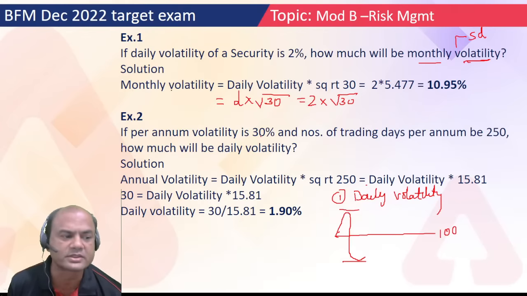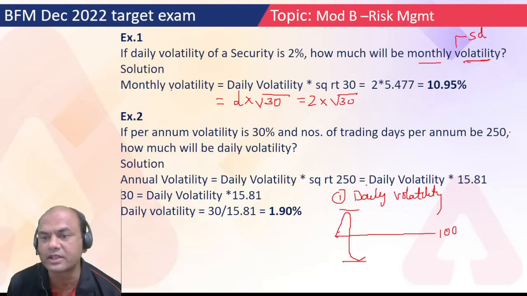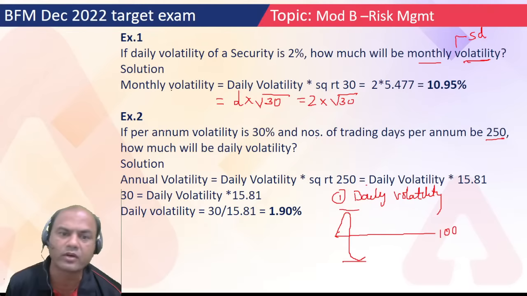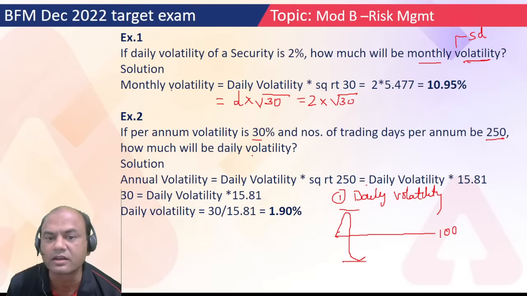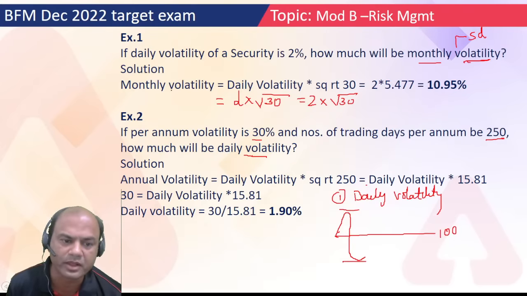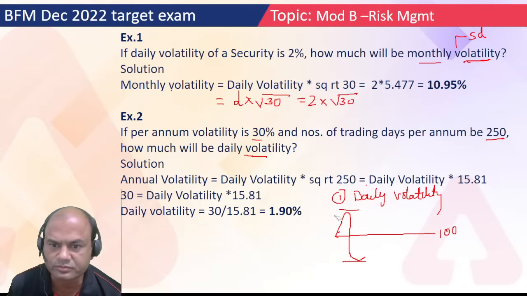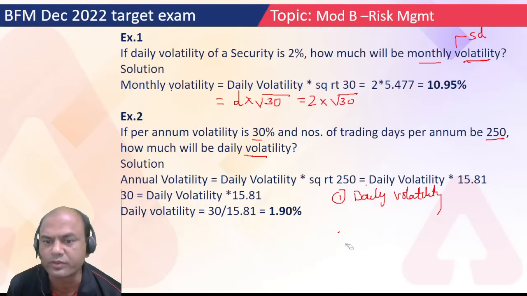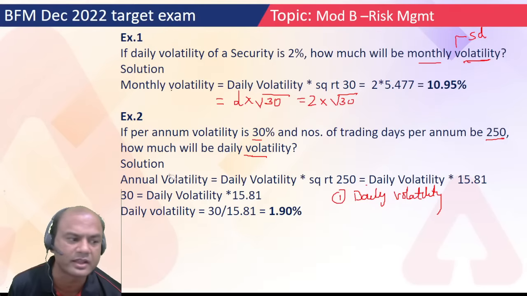If per annum volatility is 30% and the number of trading days per annum is 250, how much will be the daily volatility? Now what is given? The number of days and also per annum volatility is given as 30%. Now they are asking daily volatility, so use again the same formula. Let me remove whatever is not needed now. Our target is always to find the daily volatility first in anything.